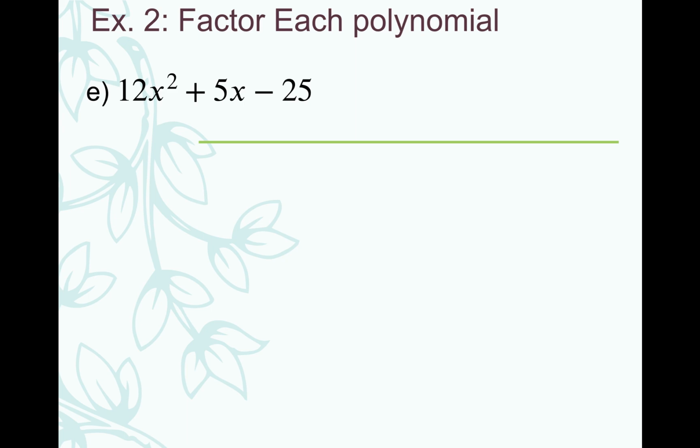Okay, we're going to work on another polynomial right now. Let's see, the first thing I'm going to do is check to see if I can find a greatest common factor. Well, 12, 5, and 25 do not have a greatest common factor. They don't have any common factors at all. So the next thing I'm going to do is recognize that this is a trinomial. So I need to use my trinomial method. So let's see. My factors of and what I want to add up to be.